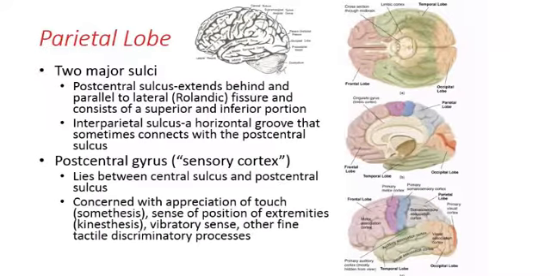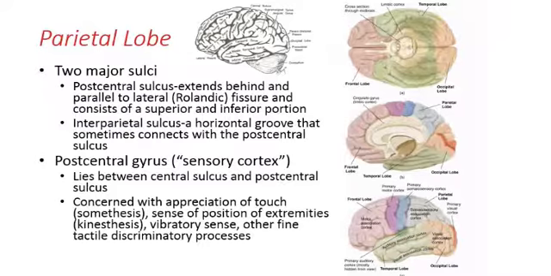In the parietal cortex, we have 2 major sulci, the postcentral sulcus, which extends behind and parallel to the lateral fissure or central fissure, and it consists of a superior and inferior portion, and then what's called the interparietal sulcus, the horizontal groove that sometimes connects with the postcentral sulcus. It's a little harder to see the interparietal sulcus. The postcentral gyrus, or sensory cortex, is that gyrus that lies immediately behind the central fissure, or fissure of Rolando.